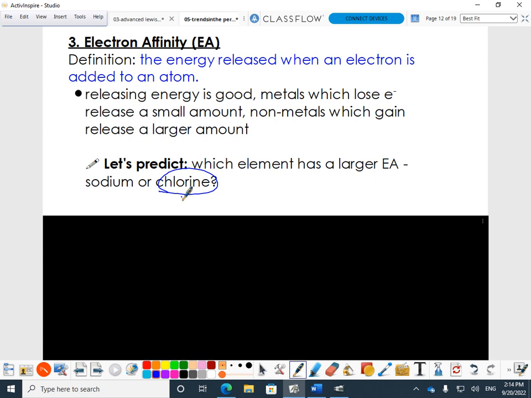Great job. Chlorine. Why chlorine? It's a nonmetal. Eventually, we're going to go through up and down and across like we've been doing. But again, most of you got chlorine because you knew that nonmetals gain electrons. So don't push out of your brain things that you already know.